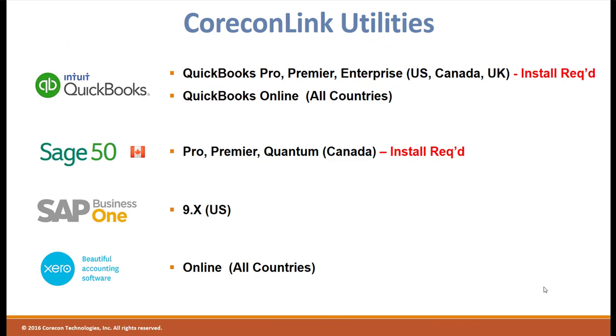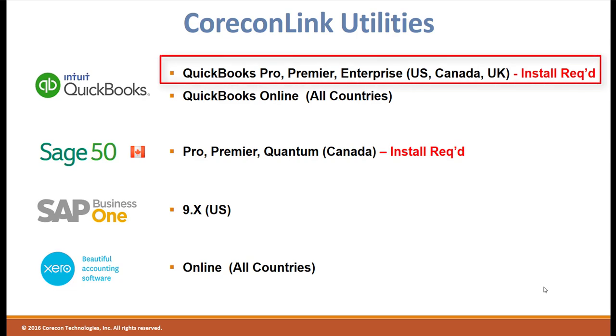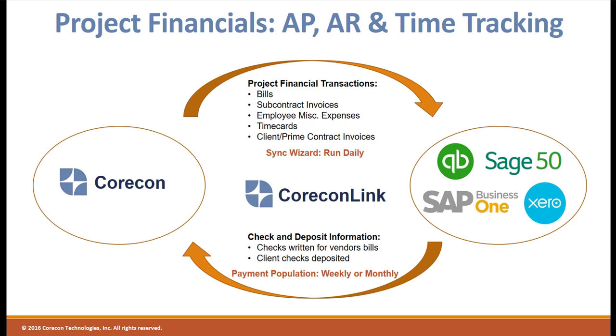In the previous video, we discussed the general requirements and suggestions for setting up your accounting integration to work with Corecon. Corecon provides a utility link called QuickBooks, which allows Corecon to speak with your accounting integration, moving transactions and records back and forth. In this video, we're going to discuss how to set up that Corecon link for QuickBooks Pro, Premier, Enterprise.